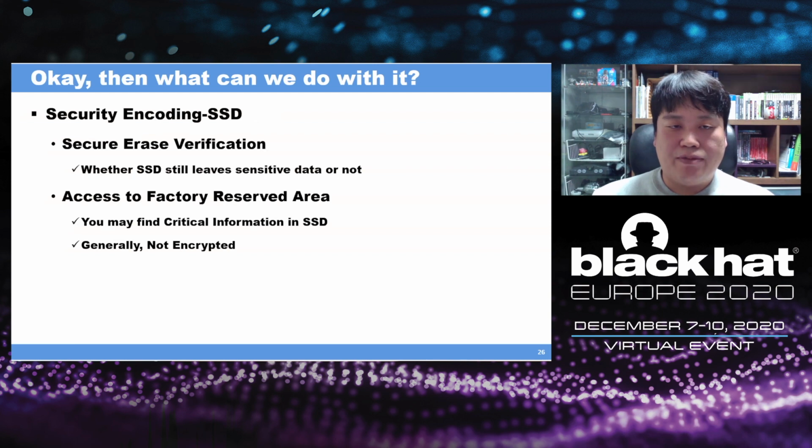If the SSD has security encoding, it is used for verifying secure erase or data wiping tools. In commercial SSDs, when fully erased with secure erase, the controller cannot remap the LBA to PBA because they cut off the physical route to the flash chips. However, it can make it possible to get data even from such a prohibited area in the flash chips, so we can verify whether the SSD still leaves sensitive data or not.